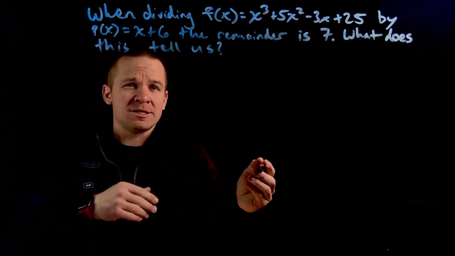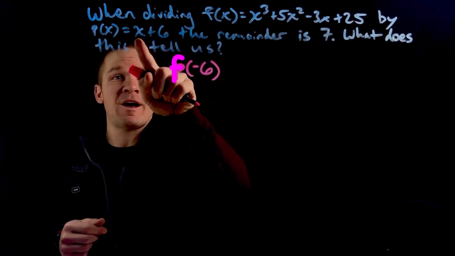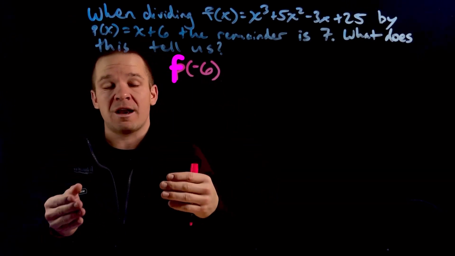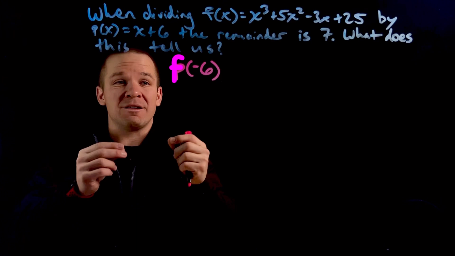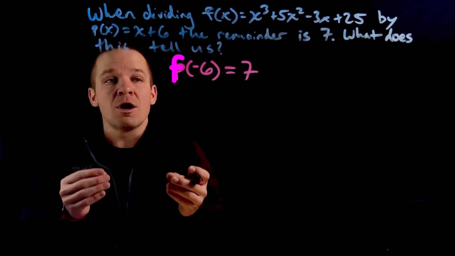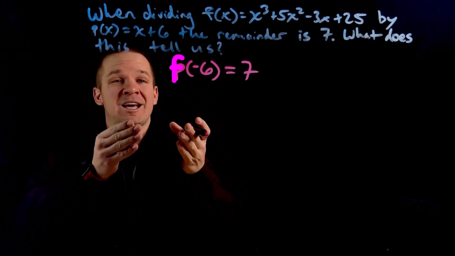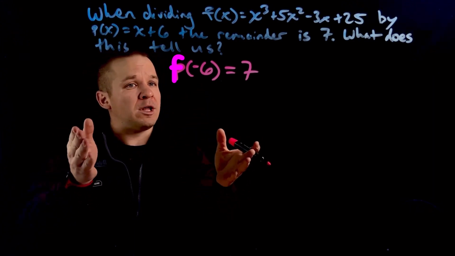Well, could I say that p of, say, negative 6, if x plus 6 equals 0 and I solve that, if I do substitution with negative 6 and evaluate it, I'm going to get 7? Because my remainder matches what we would get when we evaluate the polynomial at that specific value. Don't believe me? Check this out.